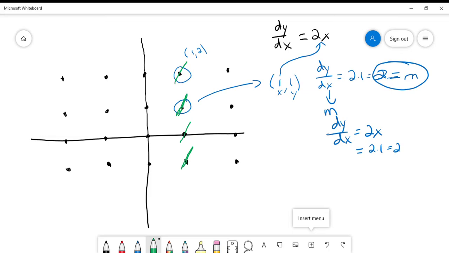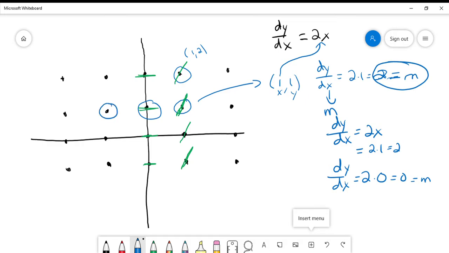All right, now let's go here into the middle. What's the x coordinate right here? The x coordinate is 0. So if I plug in a 0 for x in dy dx, I get 0. And that's the slope of the tangent line there. So I would draw a tangent line with a slope of 0. And guess what? All of these are going to be like that, because they're all going to have an x coordinate of 0.